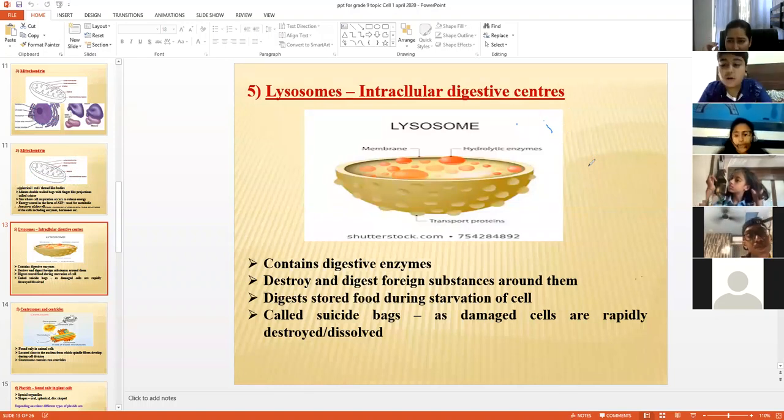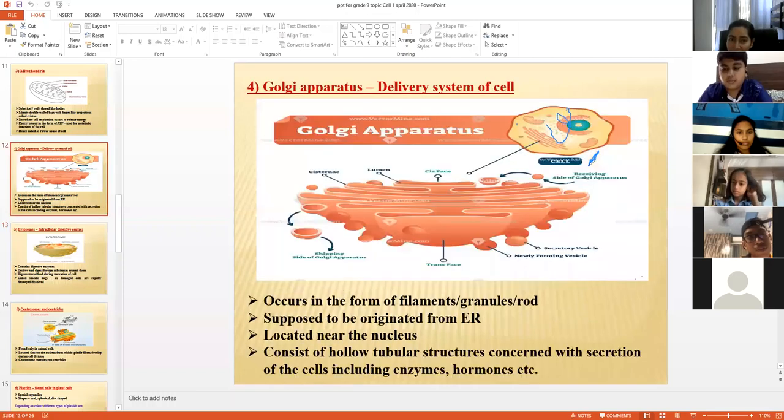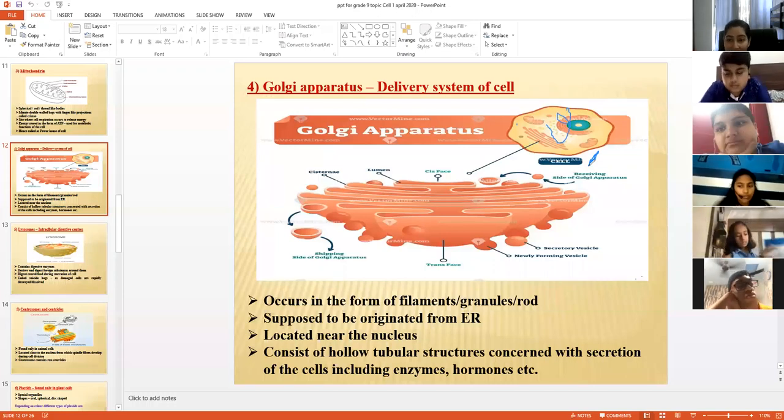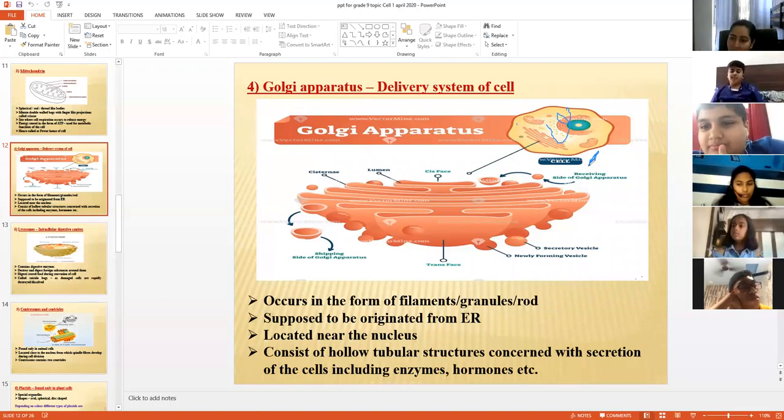For food digestion, yes, that's what I'm saying. For food digestion, this Golgi apparatus will produce different enzymes which are needed for the cell. For example, in the intestine, there are different enzymes: there is trypsin, there is erepsin, there is sucrase, there is lactase. Who will produce that? The needed one, Golgi apparatus. Understood now? Thank you, ma'am.